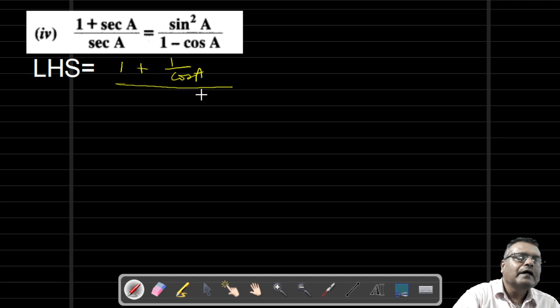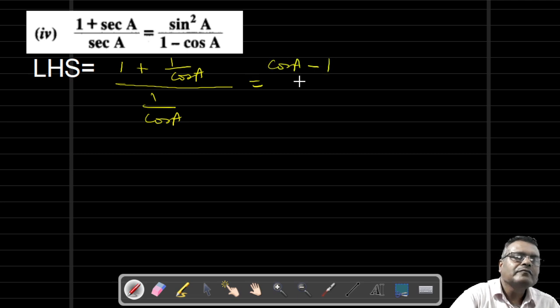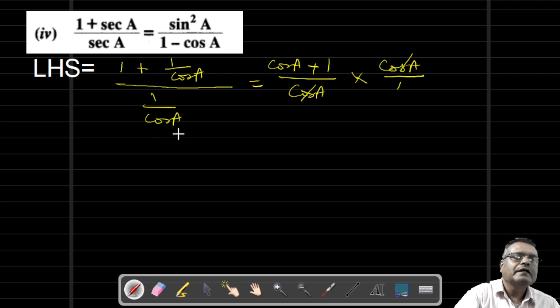This divided by 1 by cos A, so you are getting cos A minus 1, cos A minus 1 divided by cos A into cos A by 1. Cos A is cancelled. It is plus, so cos A plus 1 should be here. So 1 plus cos A. You are getting its value 1 plus cos A.